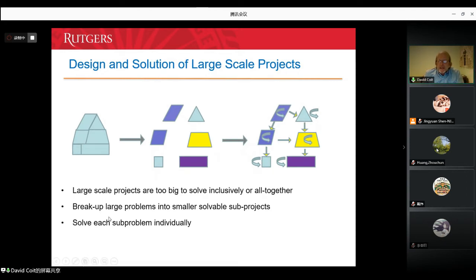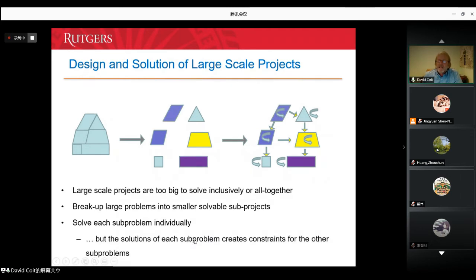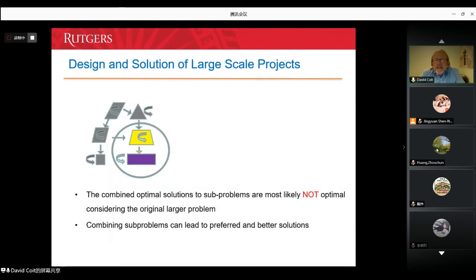But what's going on? When I take large projects that are too big to solve, I break them into small projects and I solve each small project individually. But what happens? The solutions of each subproblem creates constraints for the other subproblems. Okay, let's continue that thought. Now, this is the same diagram. These are maybe the last two projects I'm going to solve. The yellow one, once I solve that, it creates constraints for the purple one. Well, perhaps the decisions I make in yellow are not so good for purple.